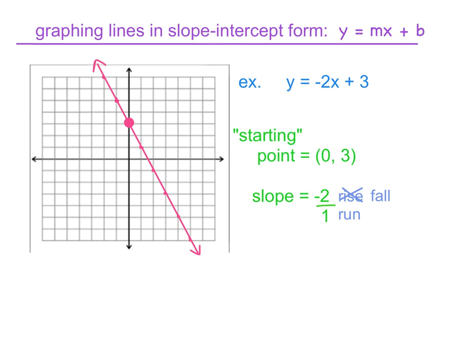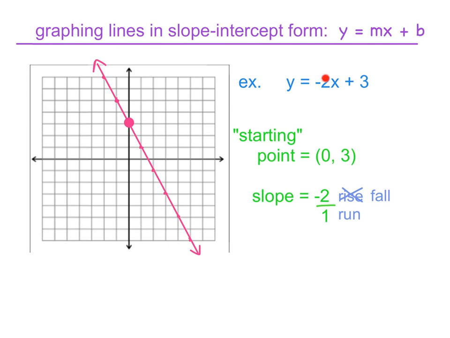Okay, how does yours measure up? Did you find the y-intercept to be at the point 0, 3, which is 1, 2, 3 up from the origin? Were you able to figure out that the slope was -2 over 1? So down 2 over 1, and let's talk about that for a second.